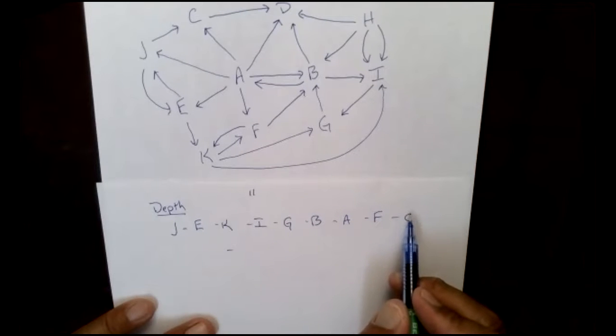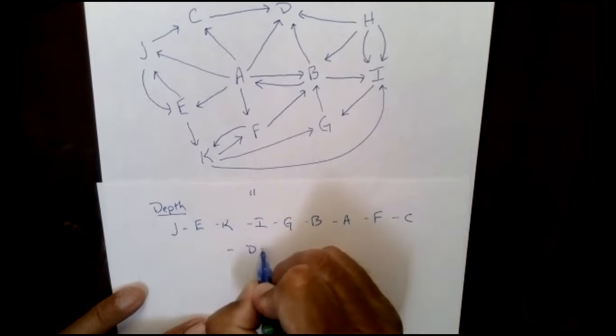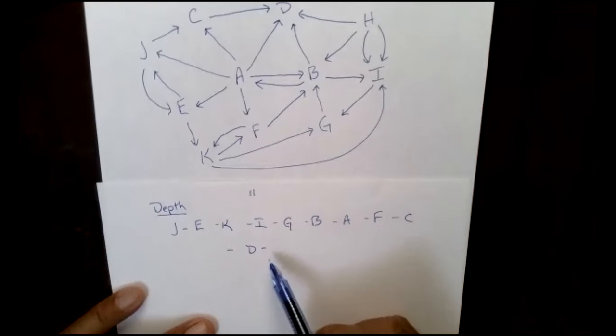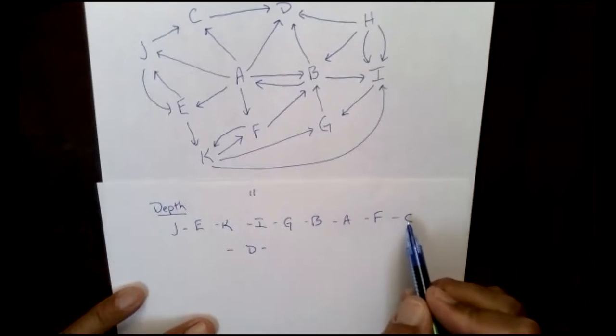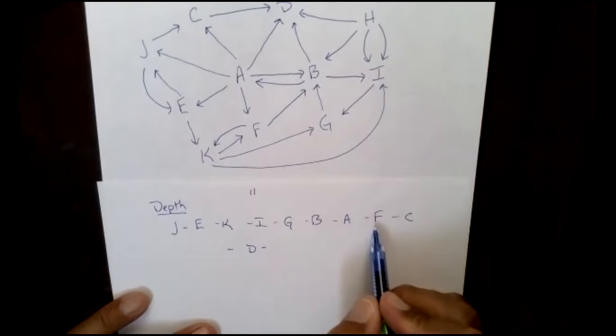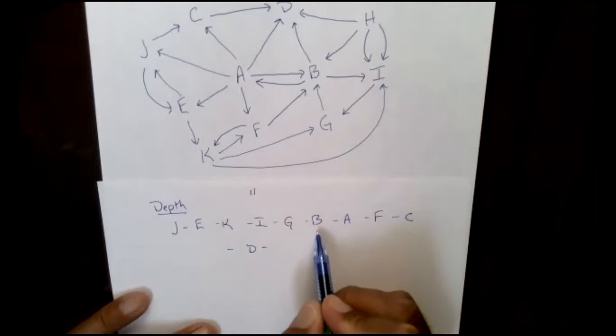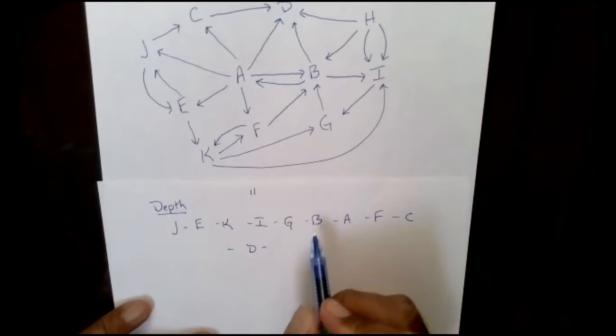From C, we can keep going depth. From C, can I go to anywhere new? I go to D. From there, can I go anywhere new? No, so I go back to C. Can I go to anywhere new? No. From C, I go back to F. Can I go anywhere new? No. I go back to A. Anywhere new? No. B, anywhere new? No. Okay, so I keep going back one at a time.